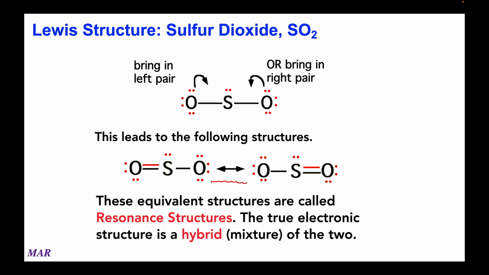So for the NO2 example then, there would be oxygen on the left with a double bond, and then oxygen on the right with a double bond, and it would hybridize back and forth between them. You'd have a 1.5 bond.